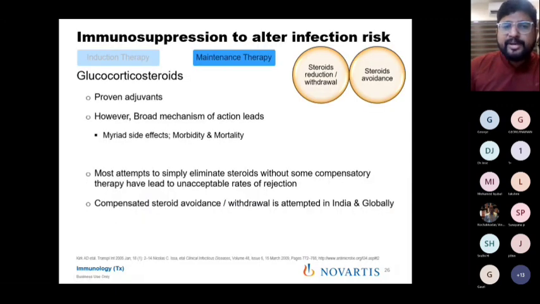One more part of maintenance therapy is glucocorticoids, steroids, which we mentioned before, where we can have a steroid reduction, a steroid withdrawal, or an avoidance protocol. There are a lot of studies both in India as well as globally where they have been able to completely avoid steroids and maintain good graft function, mainly in pediatric patients.